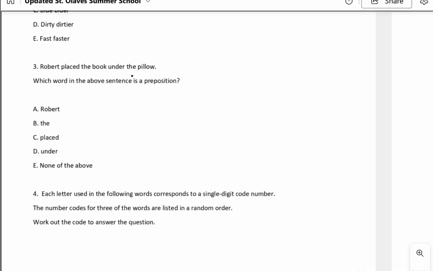Over here, we have under as the preposition, because a preposition, what does it mean? It's a word that tells us where something is. So where is the book? Under the pillow. Option is D.